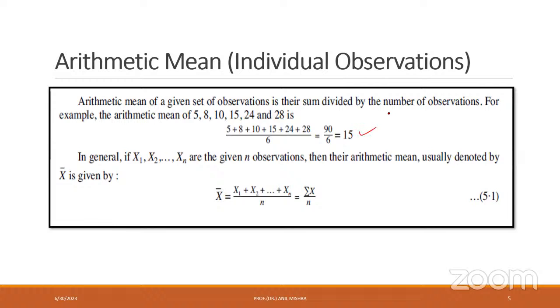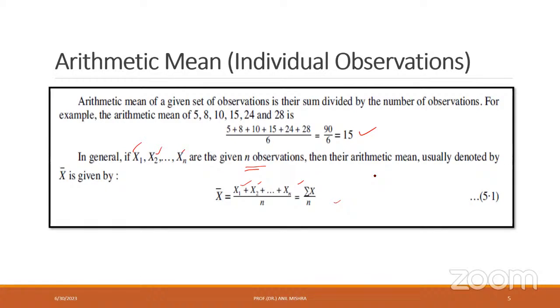In general, suppose there are n observations: x1, x2, x3, x4, up to xn. To find the mean, we add all the terms x1, x2, up to xn first, and divide by the number of observations, or simply, summation of x divided by n. This is the way to calculate for individual observations. Individual observations means there are no repeated items: 5, 8, 10, 15, 24, 28 are all individual, with no repetitive terms.